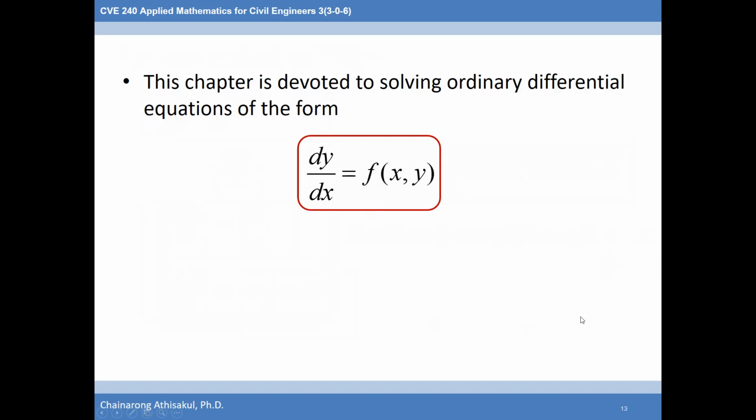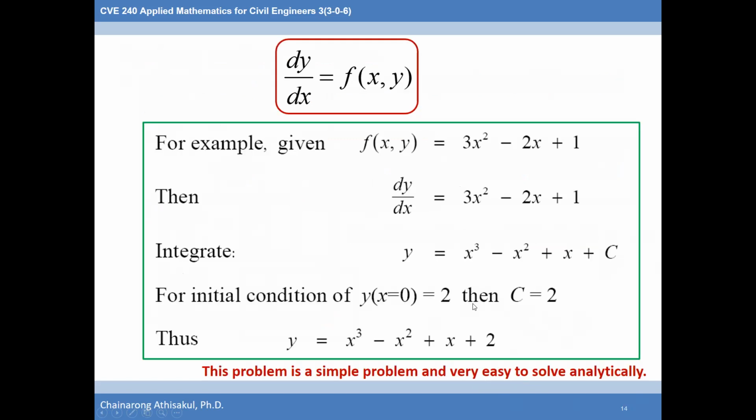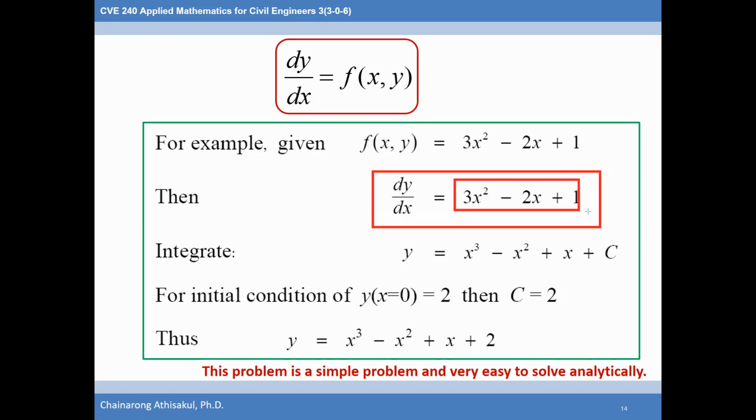So we will focus on the equation in this form. For example, if we have the differential equation here, and f(x,y) is represented by a second order polynomial function like this, then we have the equation dy/dx = 3x² - 2x + 1. And f(x,y) here is a second degree polynomial.